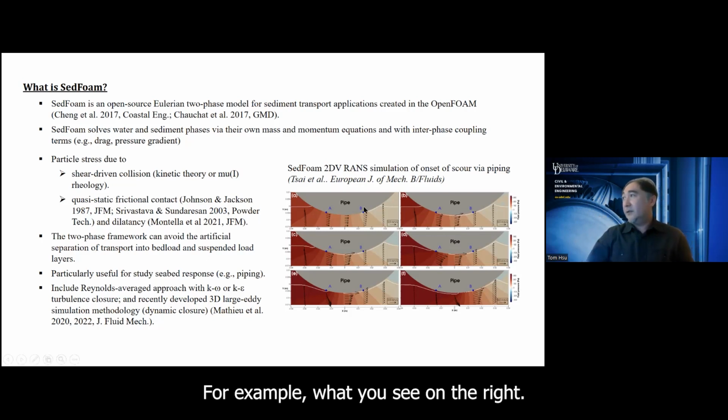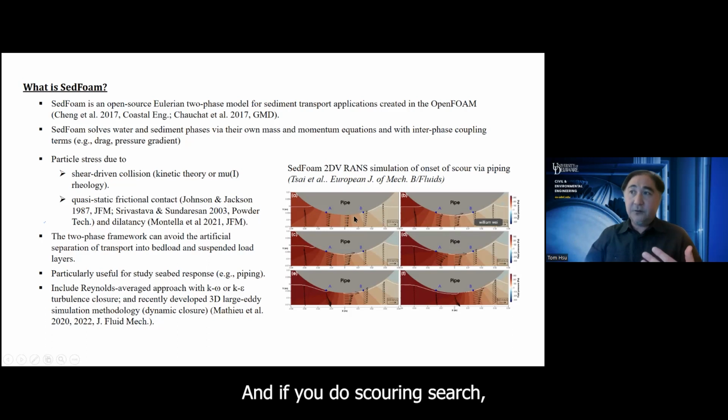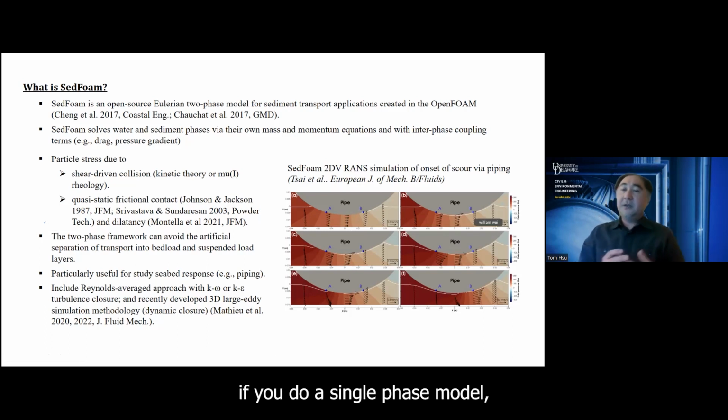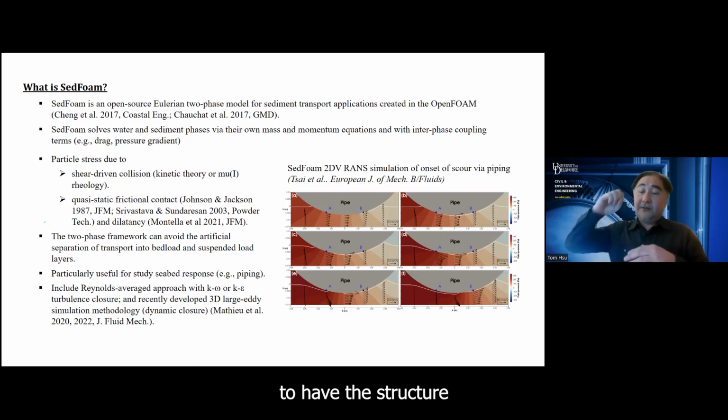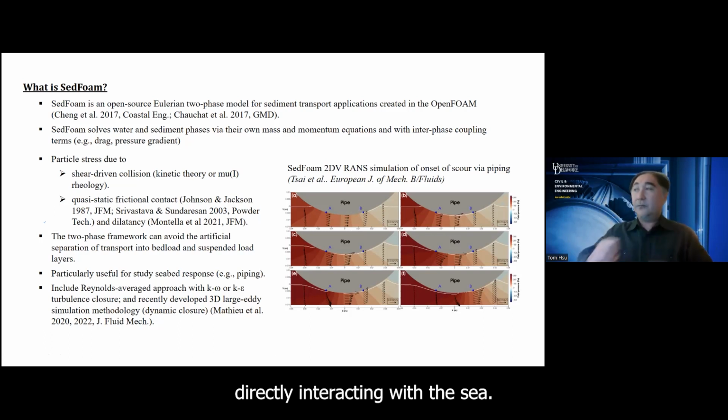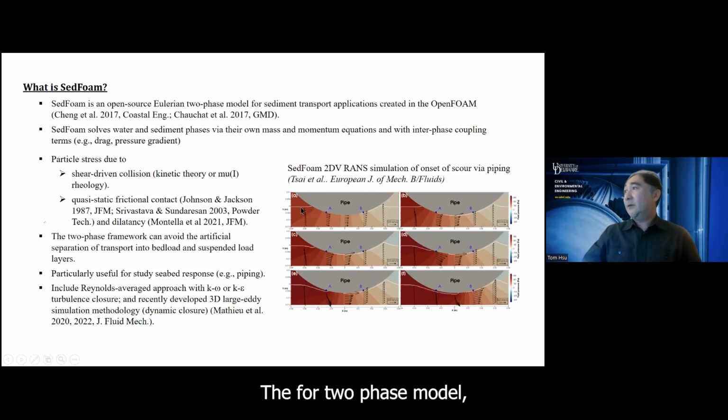For example, what you see on the right, we have a pipeline that directly touches the seabed in this two-phase model. And if you do scour research, you probably know that if you do a single-phase model, you will have a problem having the structure directly interacting with the seabed. But for a two-phase model, there's no problem.